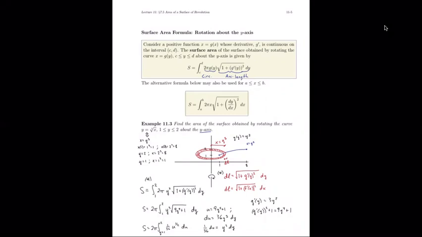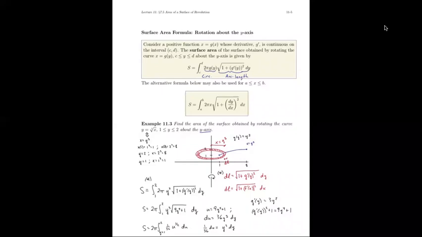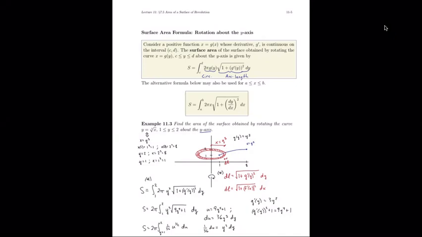In fact, that's what the y minus a number or the x minus a number for a radius in the cylindrical shells or the disk and washer method actually does anyway. It's literally just a shift. But we don't put that complication into surface area. So let's have a look at rotation about our y-axis or our vertical axis.